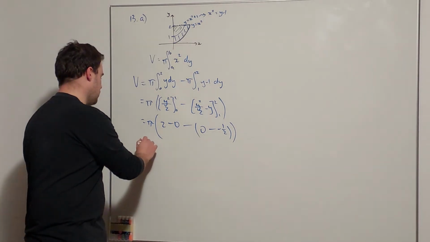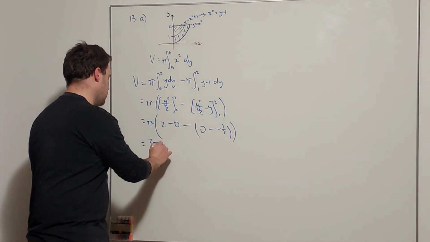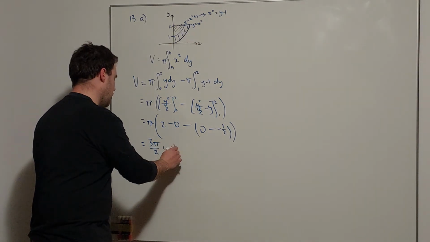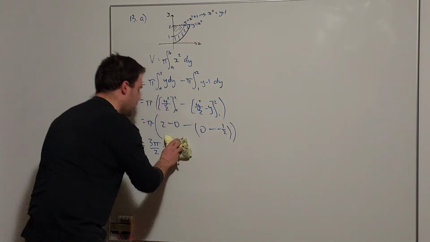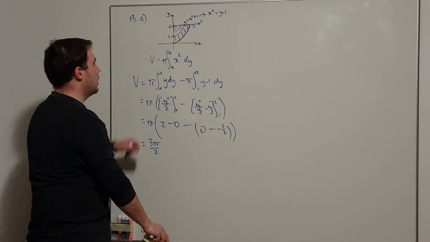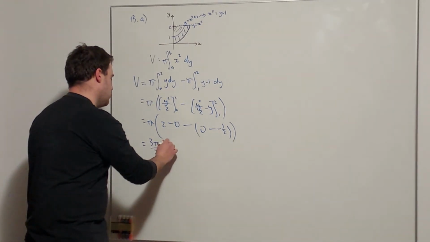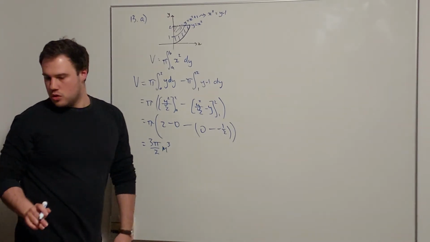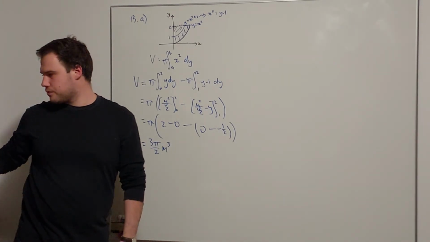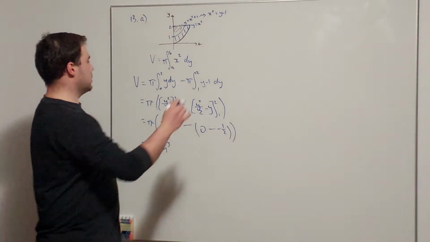Which is going to be 2 minus negative a half, which is 3 on 2, a 1 and a half there, so 3 pi on 2. Oh no, we're given the units in the question, aren't we? We were told that this was a 2 meter high concrete sculpture, so that would be in cubic meters. Alright, do I have space to keep going?